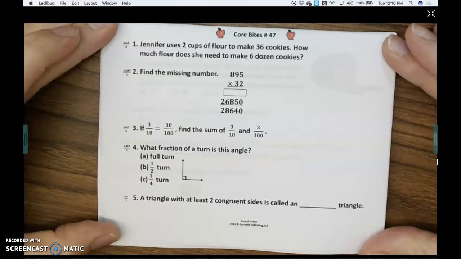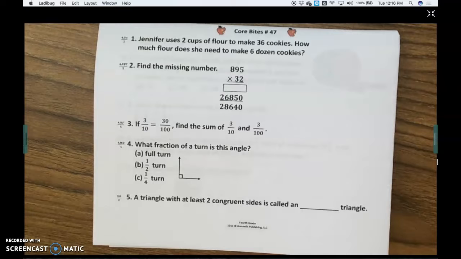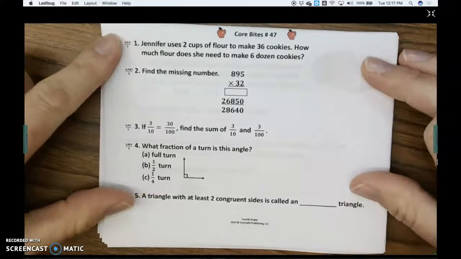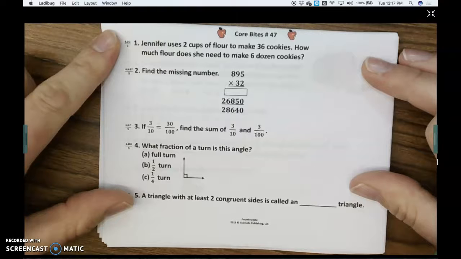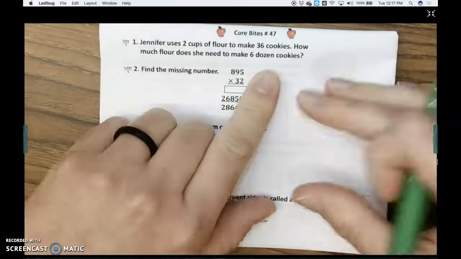All right, everybody, here you see your Core Bites number 47. So let's take a look and make sure you make your changes on your paper. Number 1, Jennifer uses 2 cups of flour to make 36 cookies. How much flour does she need to make 6 dozen cookies?